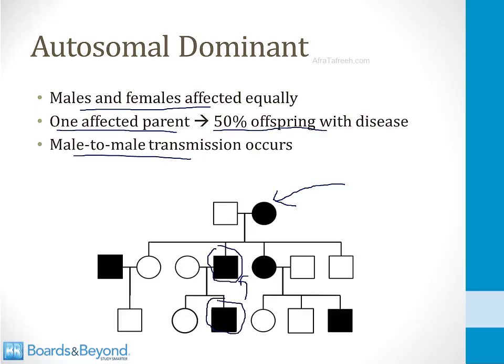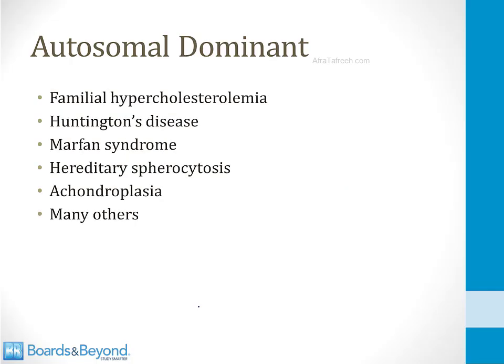This is an important fact because this lets us know this is not an X-linked disease. Males always pass a Y chromosome on to their son. They do not pass an X chromosome on to their sons. Therefore, if male-to-male transmission occurs in a pedigree, it means that the disorder cannot be X-linked. Shown on this slide are some examples of autosomal dominant conditions. These include familial hypercholesterolemia, Huntington's disease, Marfan syndrome, hereditary spherocytosis, achondroplasia, and there are many, many other examples.